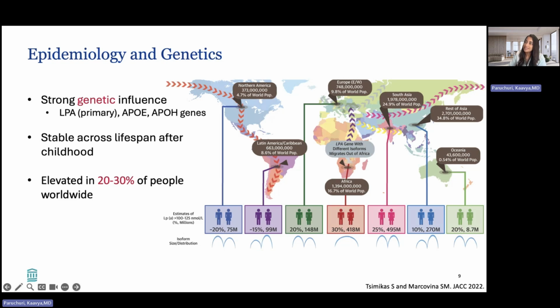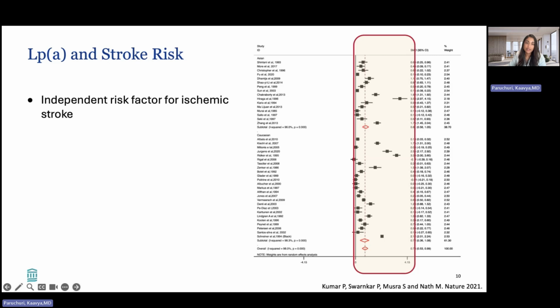But importantly, as illustrated here in the epidemiology and genetic risk map for Simicus and Markovnia from JACC 2022, both LPA concentrations and LPA risk allele frequencies vary markedly by country and by ancestry. This strong genetic control means that family history and ancestry are key considerations when deciding whom to test, and that a history of premature stroke or atherosclerotic cardiovascular disease should raise suspicion for LPA-mediated risk.